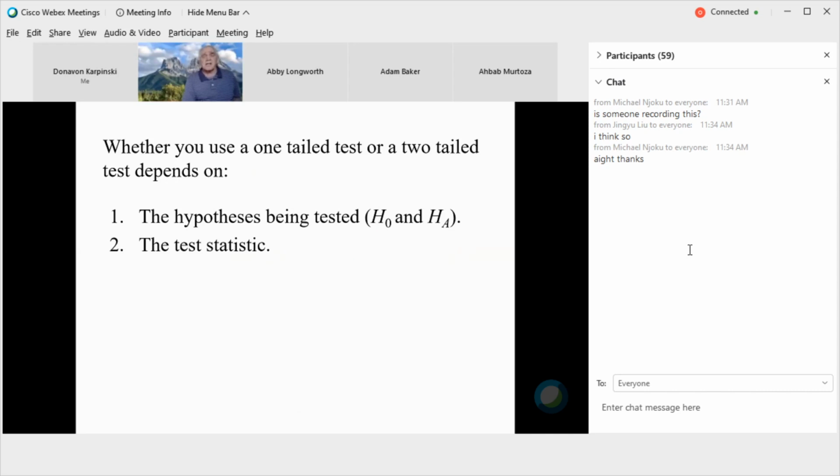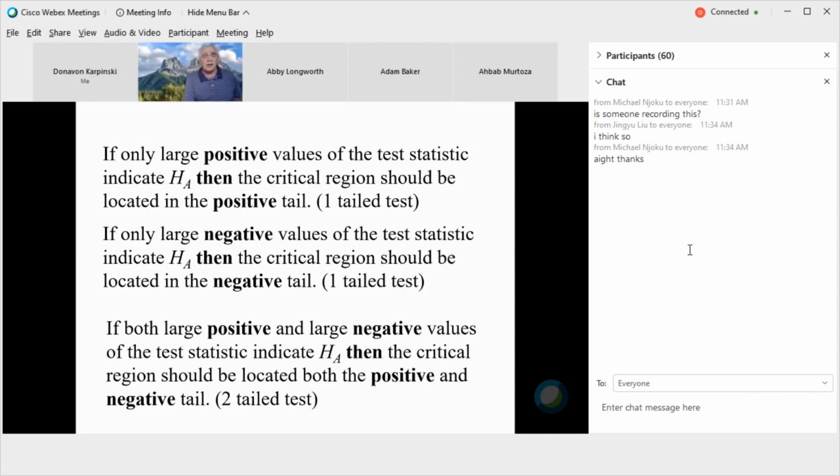Whether you use a one-tailed test or a two-tailed test depends on the hypothesis being tested, and it depends on the test statistic. If only large positive values of the test statistic indicate HA, then the critical region should be in the positive tail. That'd be a one-tailed test. If only large negative values of a test statistic indicate HA, then the critical region should be located totally in the negative tail. Another one-tailed test.